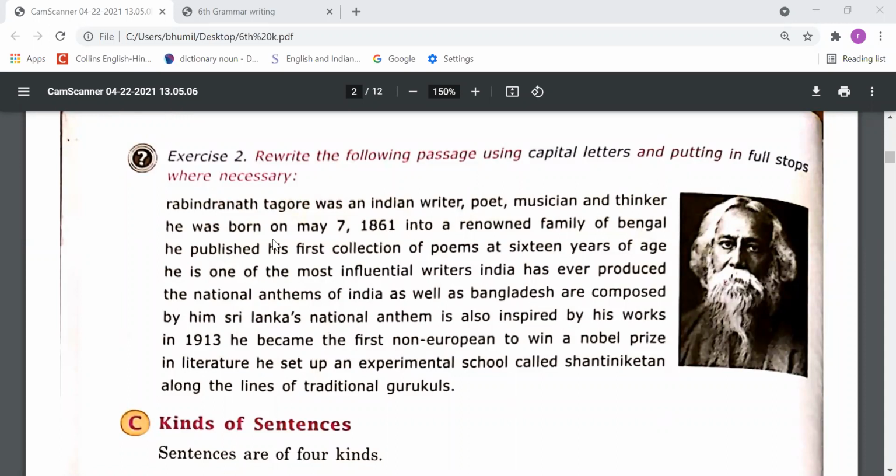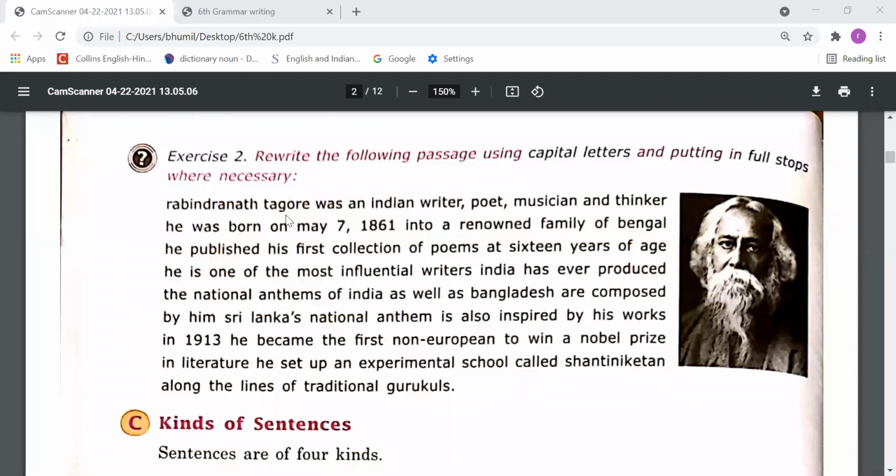Let's read first. Rabindranath Tagore was an Indian writer, poet, musician, and thinker. So first of all, we need to put the full stop here after thinker. So please bring out your pencil and do as I am telling you. After thinker, you need to put the full stop, and along with this, you need to make this R capital and T also capital because it's Rabindranath Tagore.